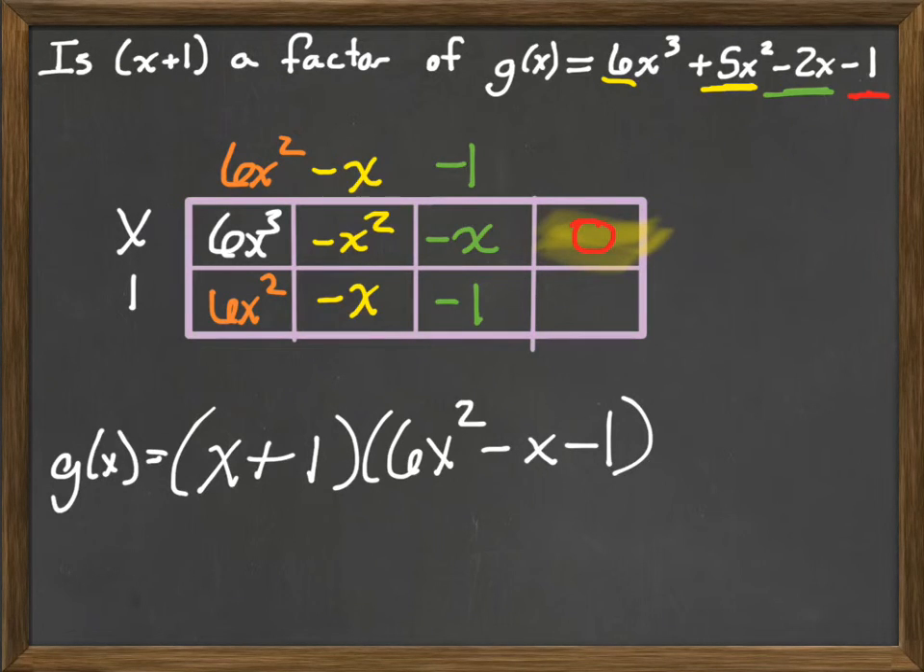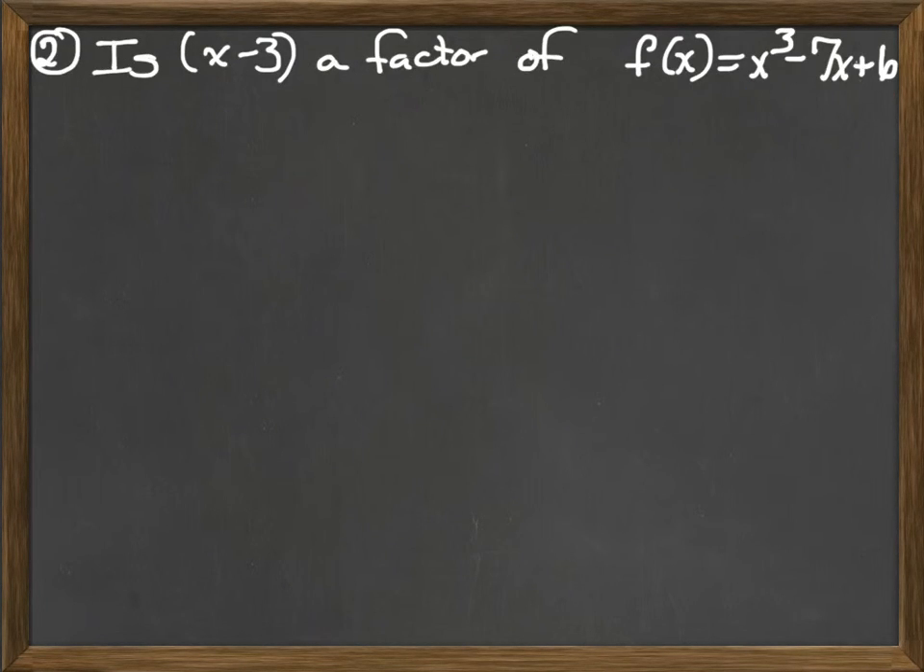Tonight you're going to have a maze, and if it is a factor, you go through the path. If it's not a factor, you don't. So it's only a factor if it's 0? It's only a factor if it's 0. Let's do one more just to practice one more time.